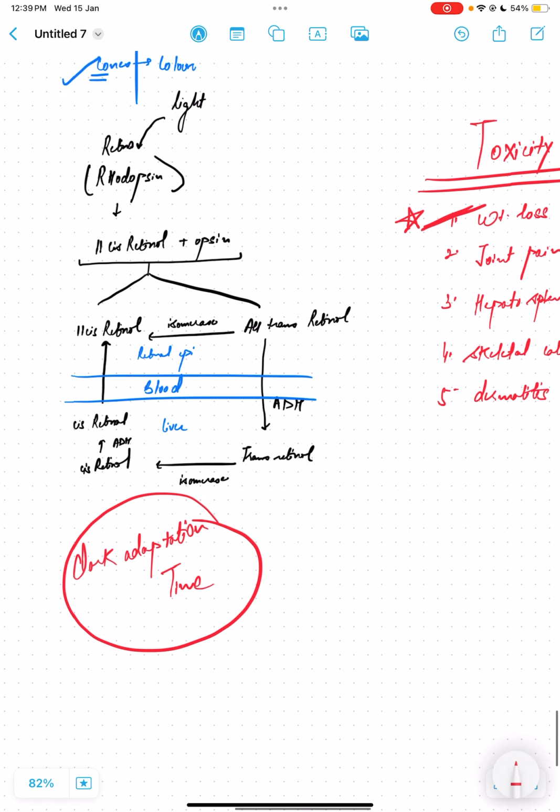And there is something called dark adaptation time. When we are outside in sunlight and we come into a room, we are not able to visualize the structures for some period of time, but after a certain period we can see. This duration from going from sunlight and not visualizing anything in the room is called the dark adaptation time. So this was all about vitamin A.